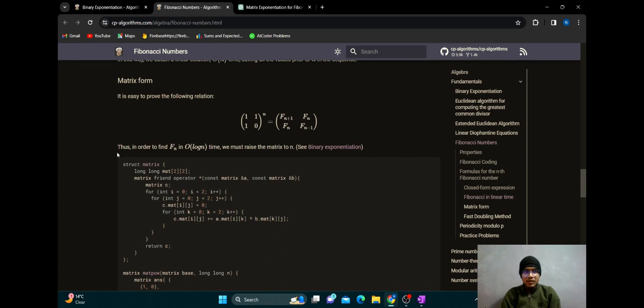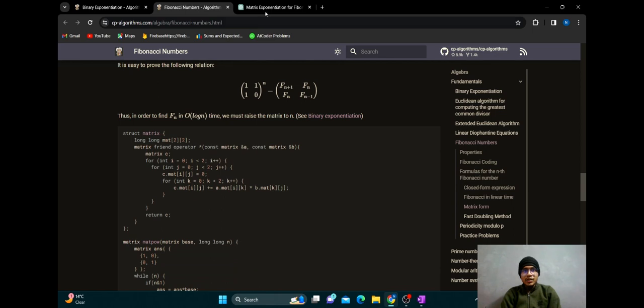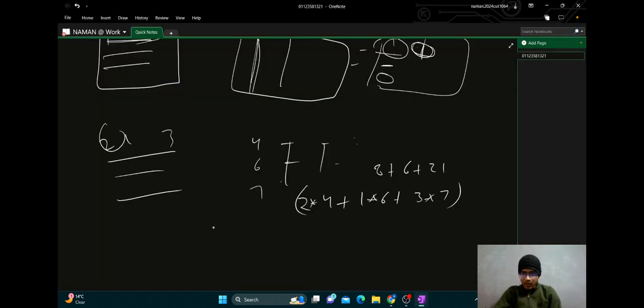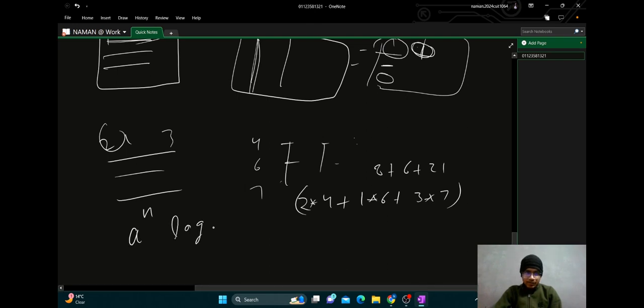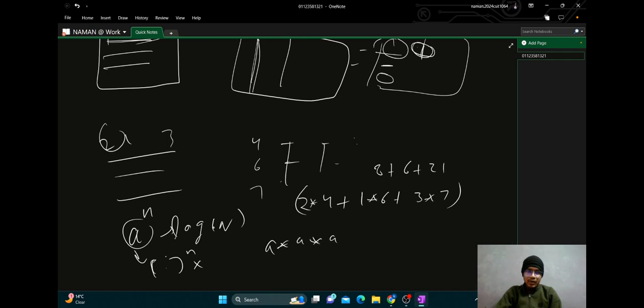It can be found in O of log n time using binary exponentiation. As in binary exponentiation, for example, a to the power n can be calculated in log n. Here this a is represented by a matrix. So any matrix to the power n means we have to multiply this matrix, a into a up to n times. It is just like this: we have to multiply the matrix and nothing else.